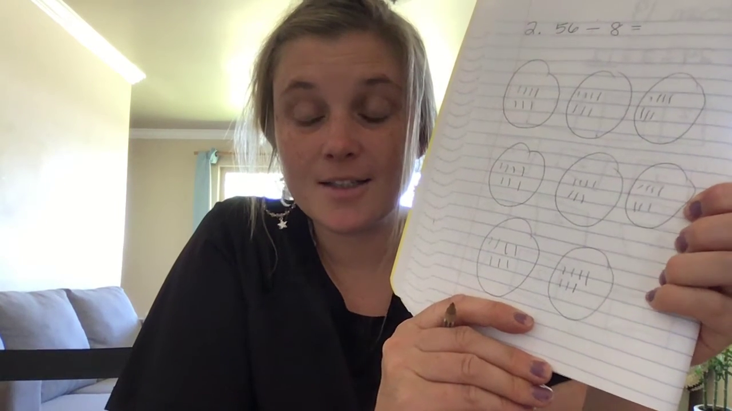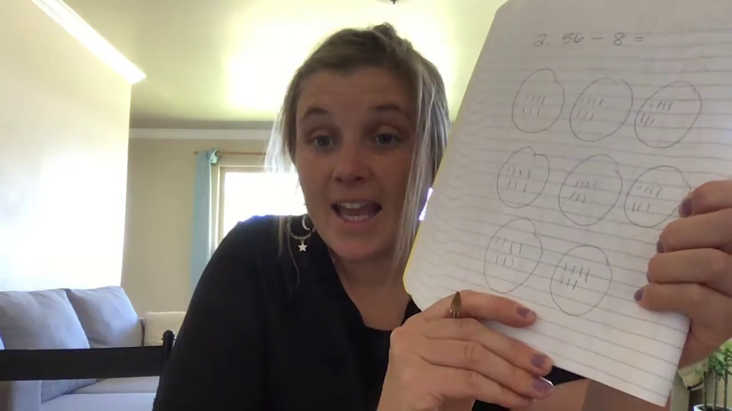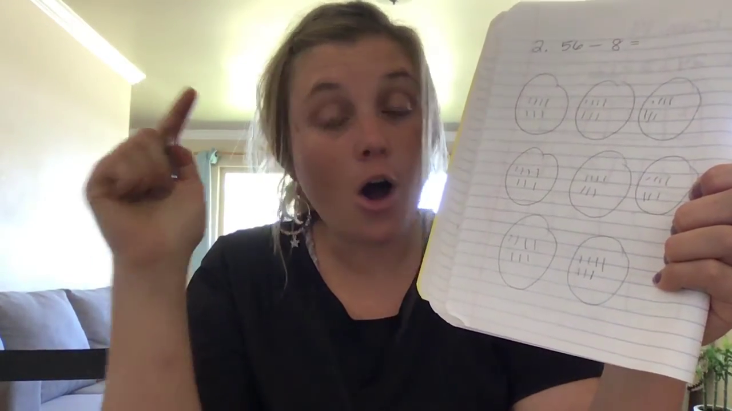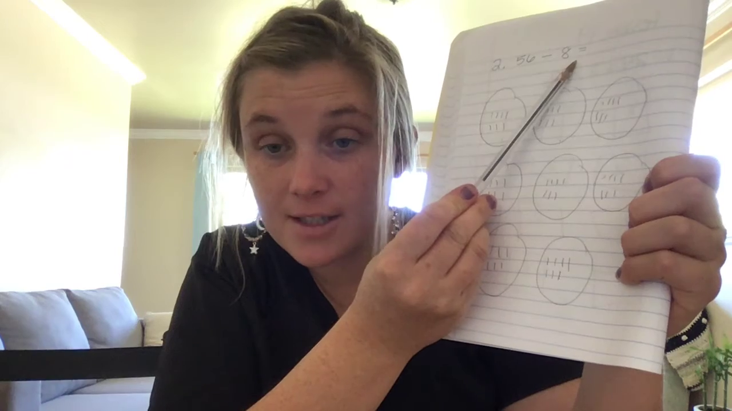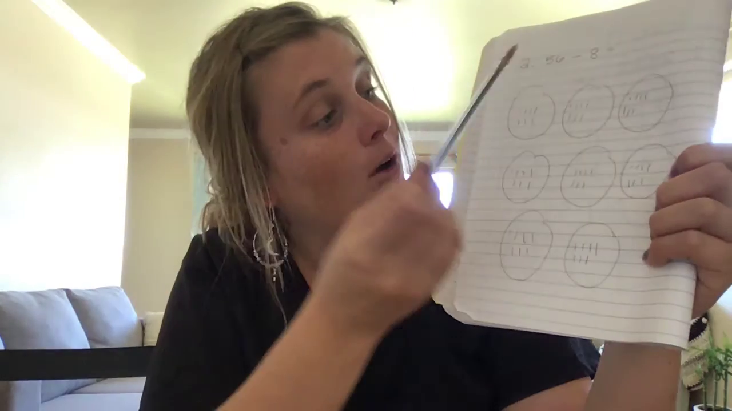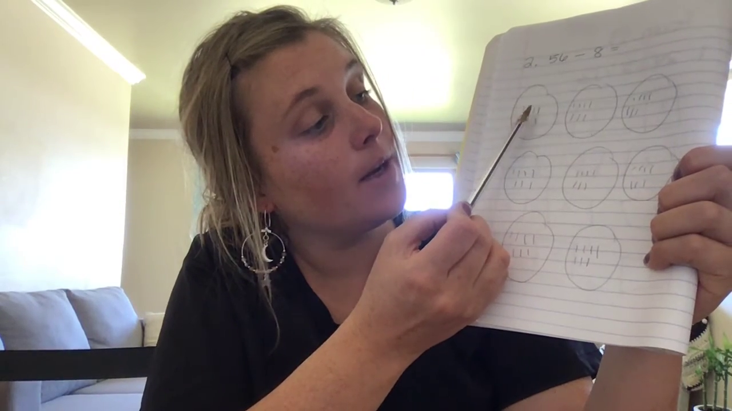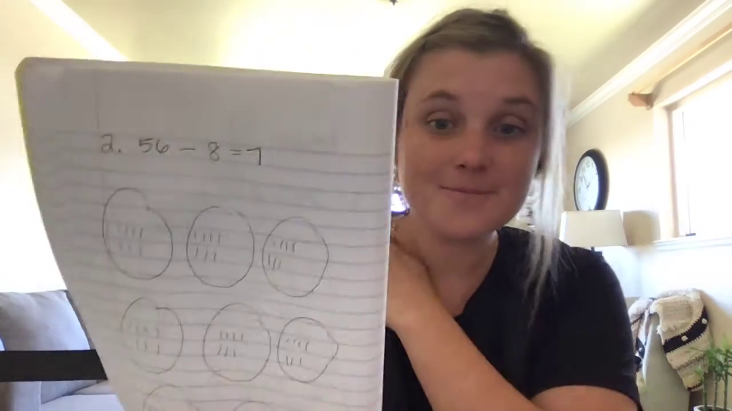Pause me if you're not done. Okay, I counted all the way to 56. I put all 56 trees into 8 yards. How many trees are in each yard? 1, 2, 3, 4, 5, 6, 7. So how many trees go in each yard? 7.